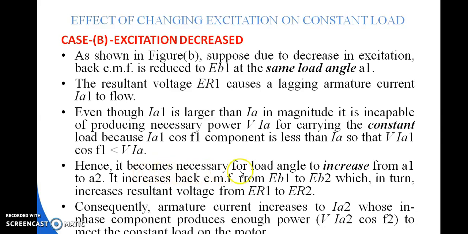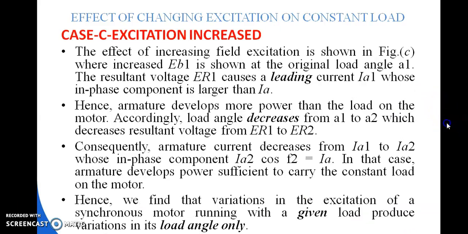Hence, it becomes necessary for the load angle to increase from alpha 1 to alpha 2. It increases the back EMF from EB1 to EB2, and as a result the resultant voltage also increases from ER1 to ER2, which we have discussed in the diagram itself. Consequently, the armature current increases to IA2, whose in-phase component produces enough power, V IA2 cos phi 2, to meet the constant load on the motor.